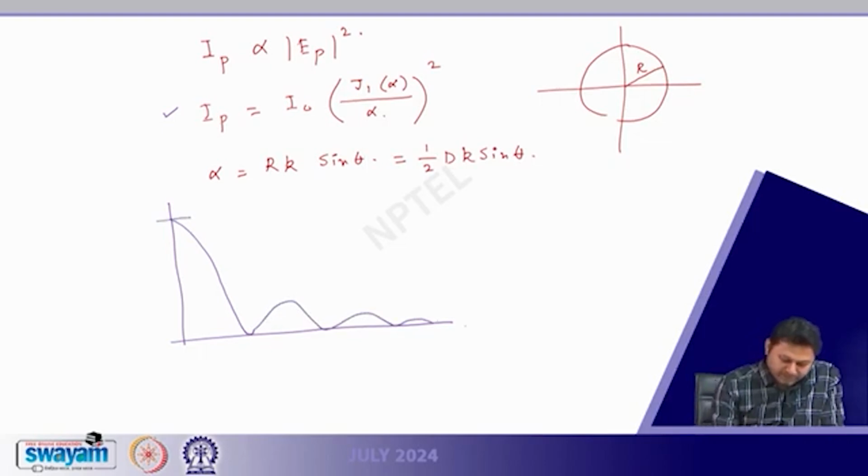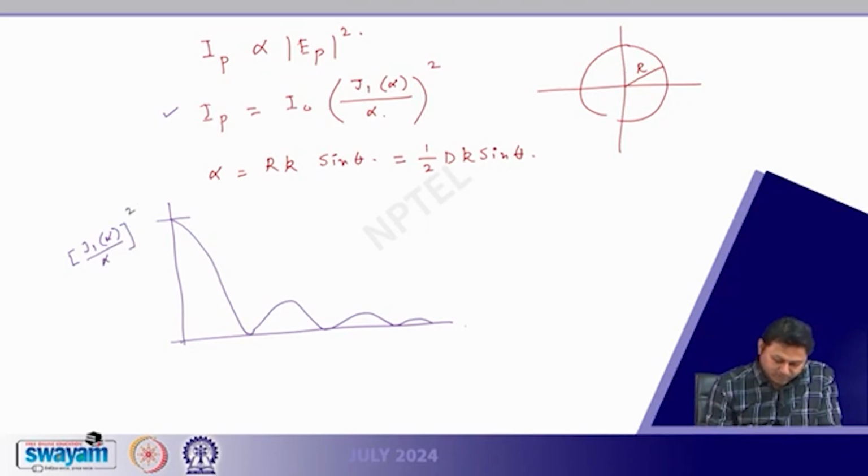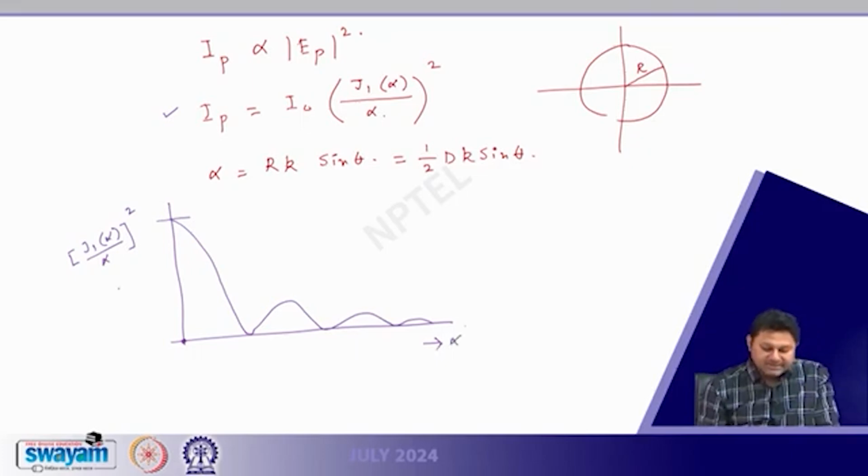Like we get for the single slit, but the functional form is different. Mind it, here we are plotting I_p, which is proportional to (J1(alpha)/alpha) whole squared. And note, when alpha tends to 0, J1(alpha)/alpha is not equal to 0; it goes to the value of half, that is the limit.